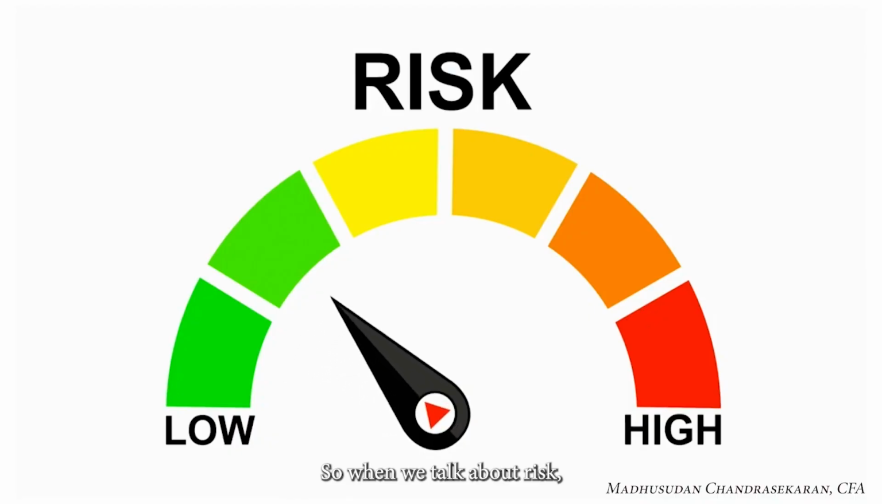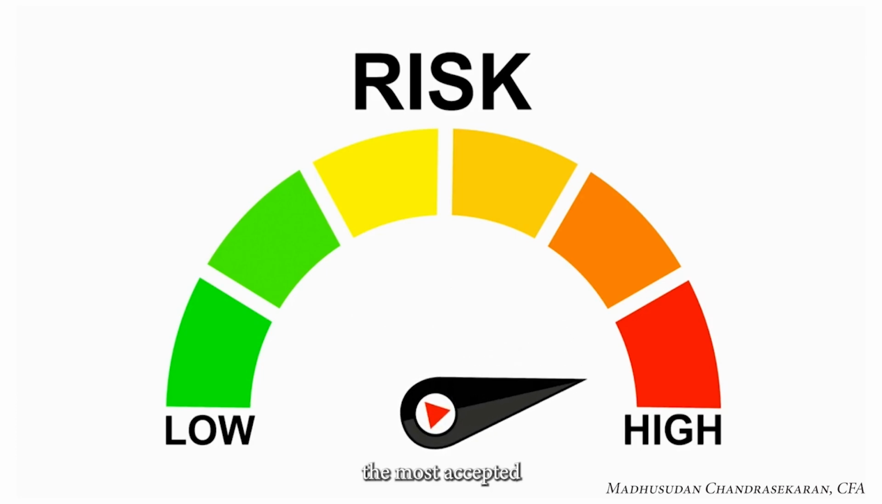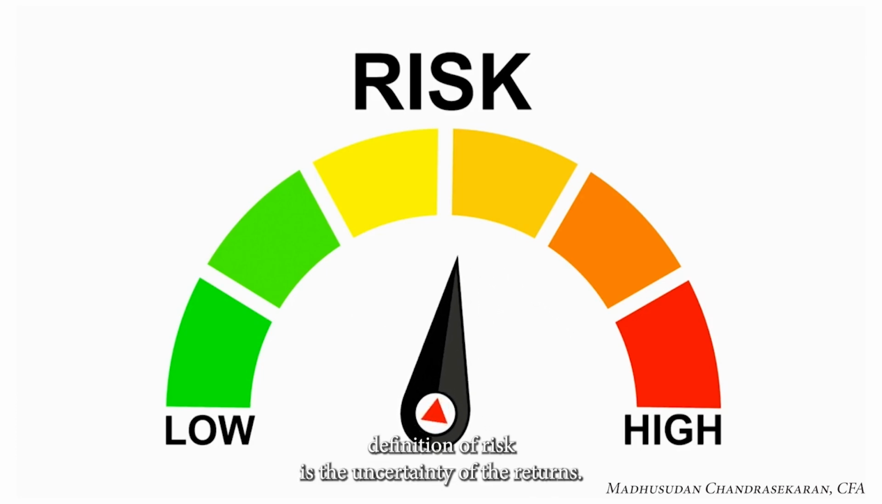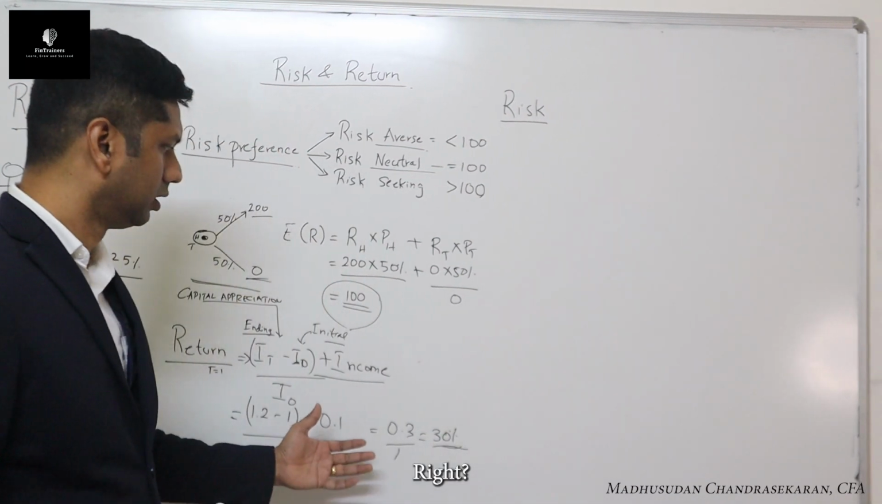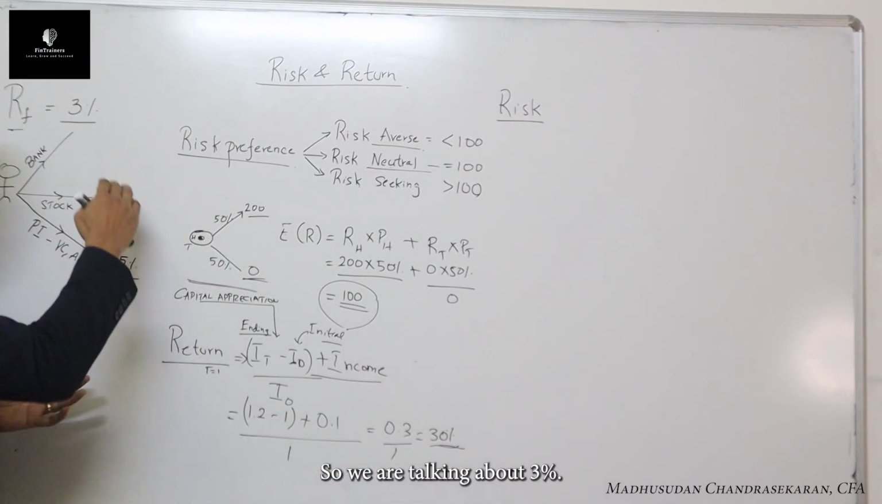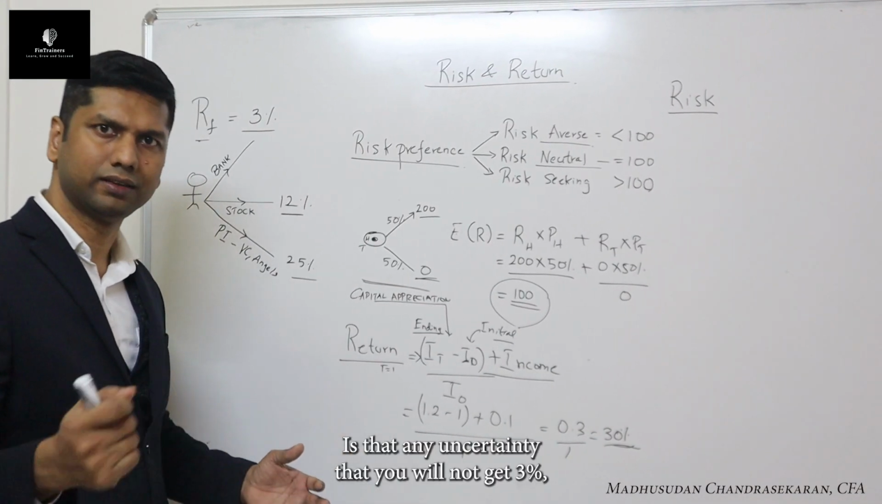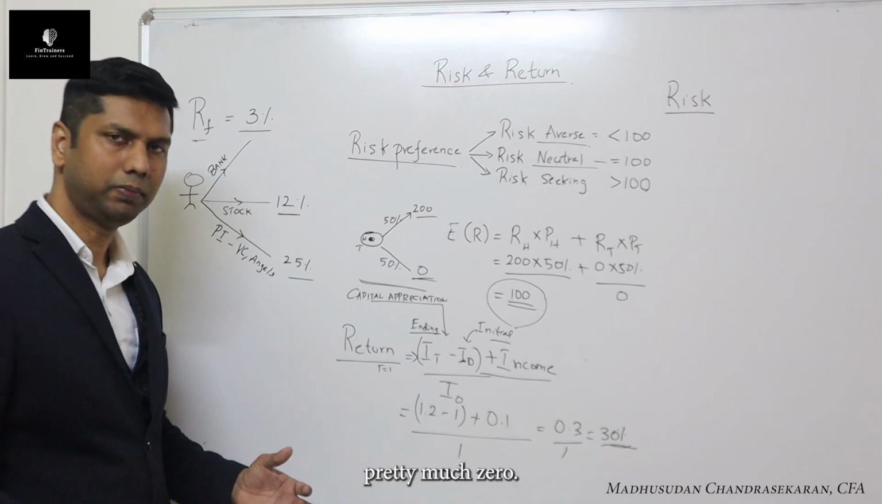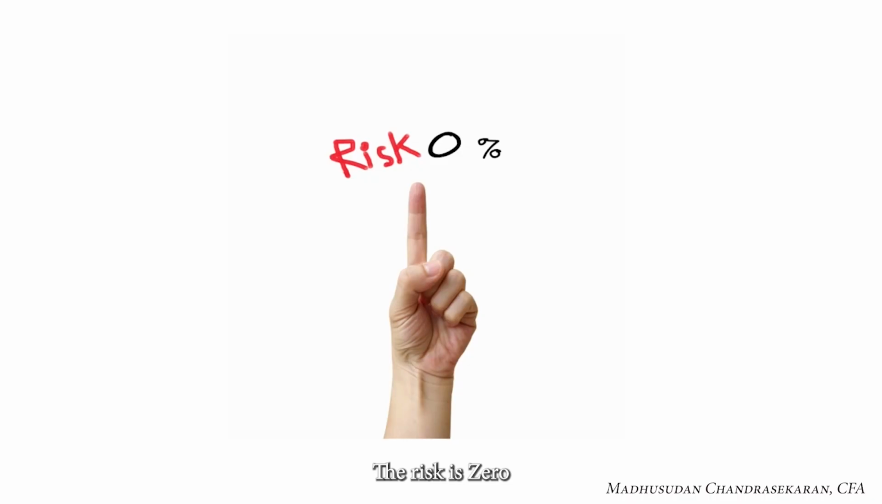So when we talk about risk, the most accepted definition of risk is the uncertainty of the return, right? So we are talking about 3%. Is there any uncertainty that you will not get 3%? Pretty much zero. So there is no risk. The risk is zero. That's why we said it's risk-free.